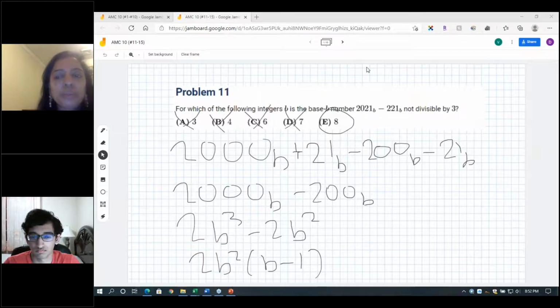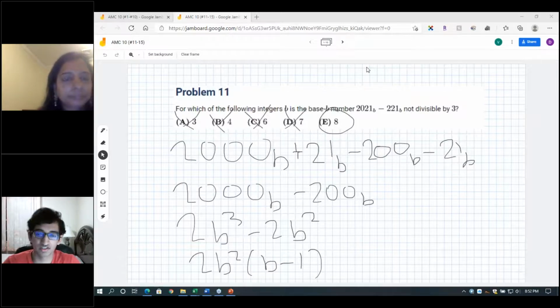How did you get 2b cubed minus 2b squared? I think it's your third step. How did you go from your second step to your third step? Because of the nature of base numbers, if we want to find the full sum of a number in a certain base, the units digit we multiply by 1, or b to the power of 0. The second digit, we multiply by b. The third digit from right to left, we multiply by b squared. And the fourth digit, we multiply by b cubed. Using that logic, we get 2b cubed minus 2b squared.